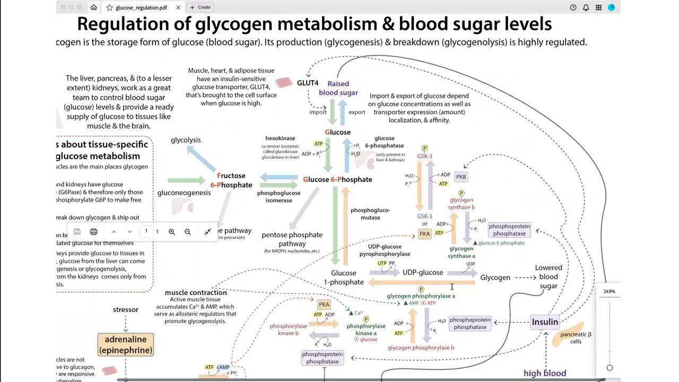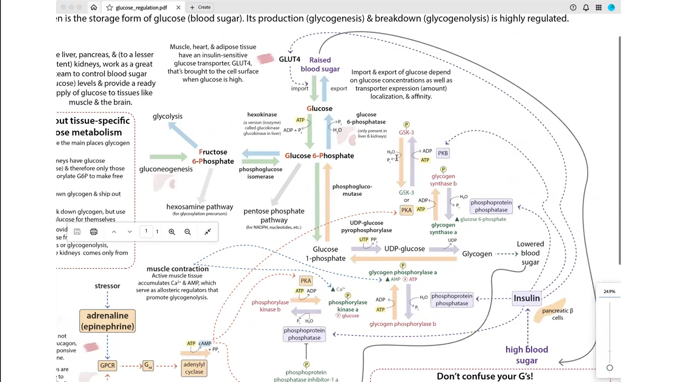Now let's go back to the very top, and let's look at how this all happens. There's a lot of arrows and things going on. Let's focus first on the enzymatic process, and then we'll go into the details of the regulation.